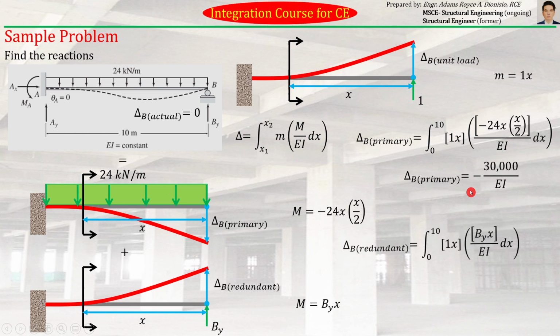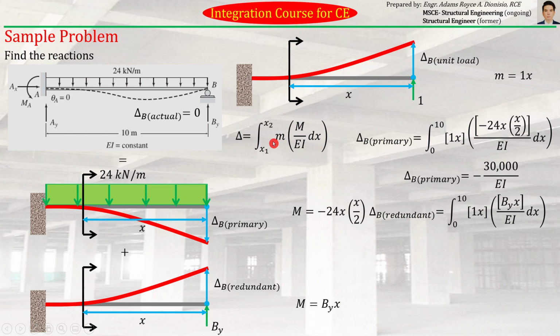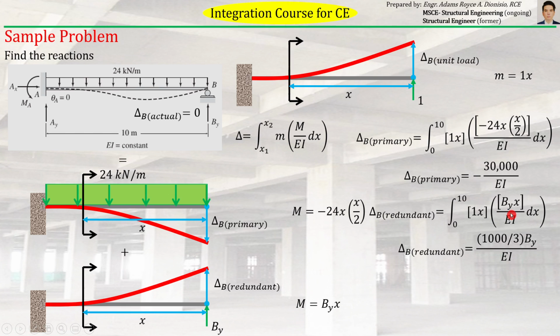Okay. Next, compute natin yung delta B redundant. Same formula pa rin. Same m pa rin, 1x. Ang mag-iba lang is yung capital M na formula or equation. It will now be By x divided by EI times dx. Yung limits niya same pa rin, 0 to 10 pa rin. Okay. So, from this equation, it seems like hindi siya integrable. Pero you have to realize yung By constant lang yun. So, pwede mo siyang ilabas ng integral sign and then i-simplify mo yung nasa loob ng integral. Pag simplify mo yung nasa loob ng integral, ito yung lalabas. And then balik mo na yung By. Okay. So ito na yung delta B redundant, ito na yung delta B primary.